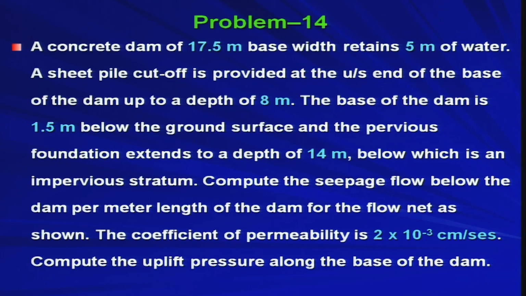Compute the seepage flow below the dam per meter length of the dam for the flow net as shown, and the coefficient of permeability is 2 into 10 to the minus 3 centimeter per second. Compute the uplift pressure along the base of the dam. So, let us see the flow net, how the flow net has been constructed for this dam.